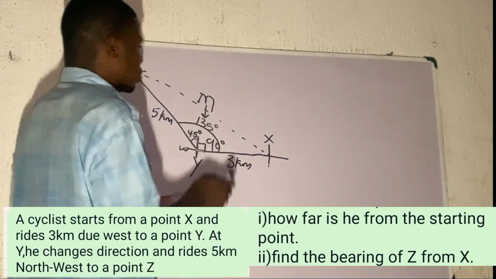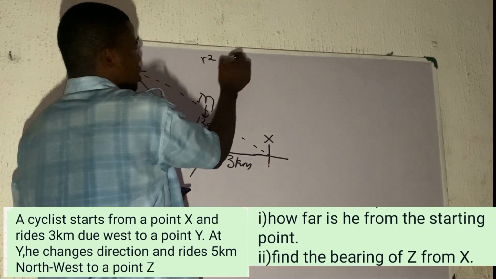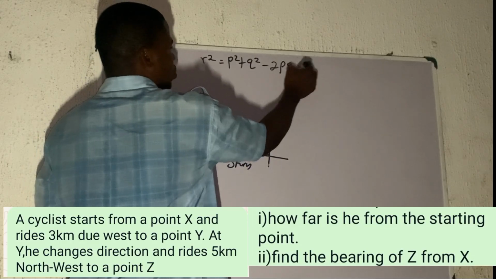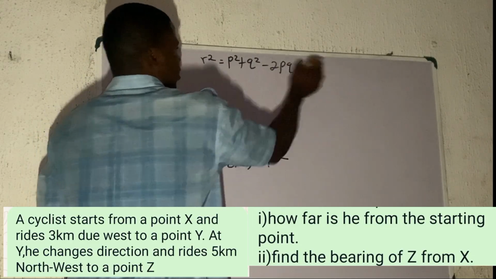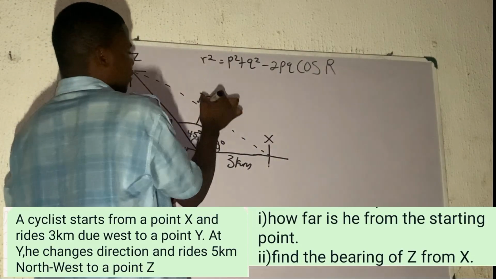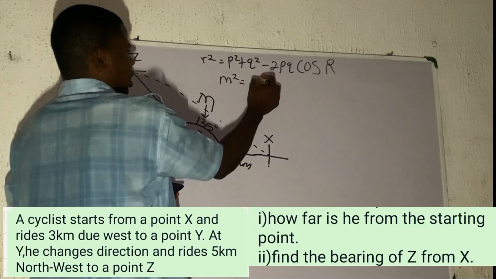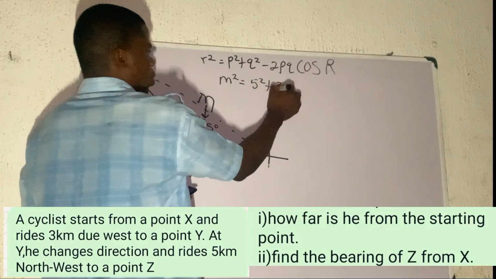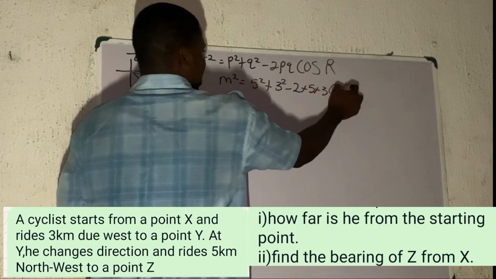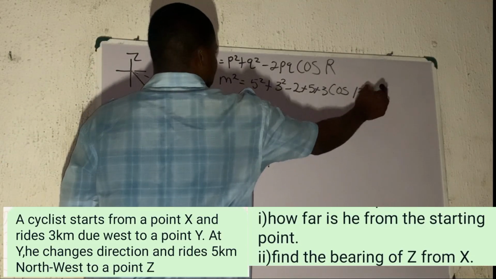Does it make sense? You should not forget that cosine rule is of the formula r squared is equals p squared plus q squared minus 2pq cos the angle facing r. That's cos big R. Does it make sense? So if I apply this here, I'm looking for the distance, which is m. m squared is equals 5 squared plus 3 squared minus 2 times 5 times 3 cos the angle facing m, which is 135 degrees. I hope you understand.